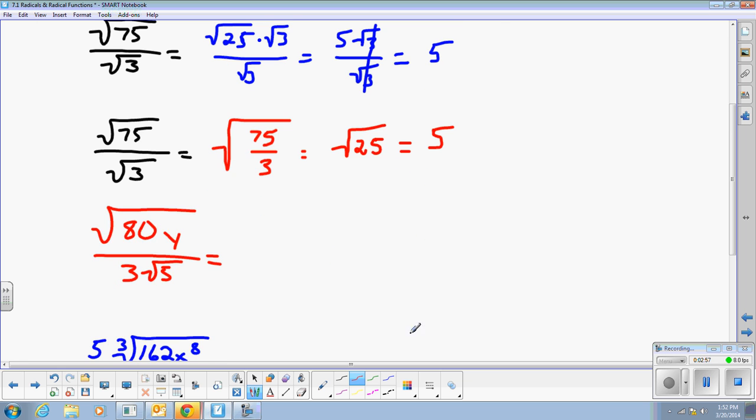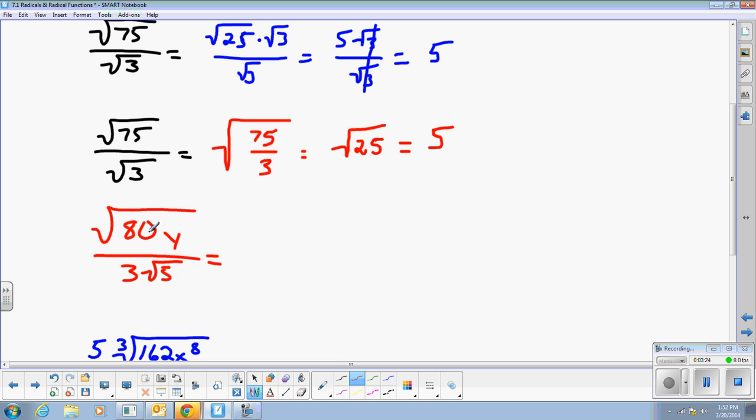The square root of 80y over 3 times the square root of 5. A couple of things to look for. Since I'm doing a square root of 80, I want to look for factors of 80 that might be perfect squares. And then I also want to see, maybe I'm going to look for along the line, maybe I can get a square root of 5 on the top. And if I have a square root of 5 in the numerator and in the denominator, it's going to allow me to cancel a radical out. That's also making it simpler.